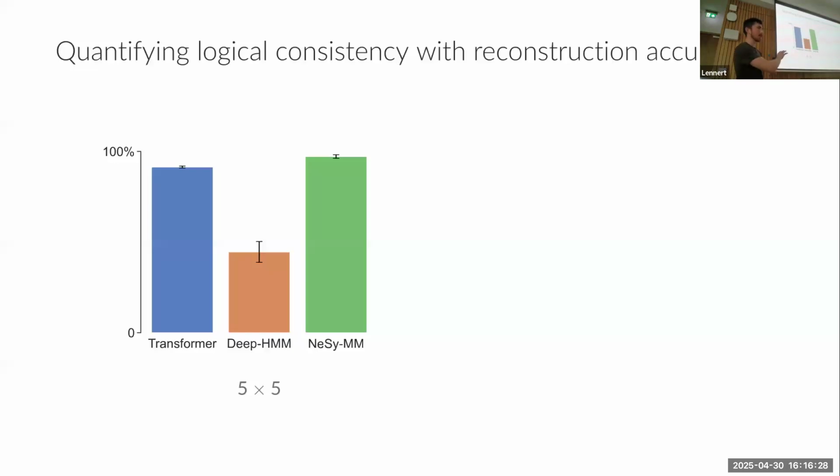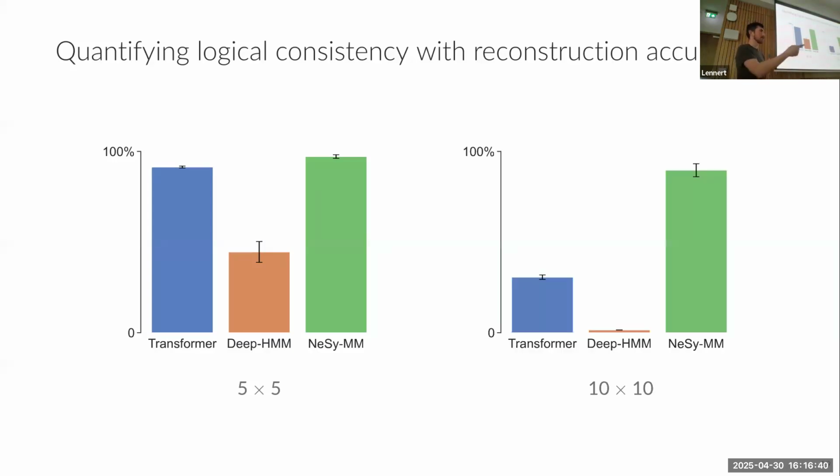On a 5-on-5 grid, so you saw the empty room before, it's a 5-on-5 grid. The transformer does pretty well, not too bad. Only the deep HMM is worse. But when you then generalize to 10-on-10, so this is training on a different data set, different setting, there they start to really bring down slowly over time. So they're just not able to keep the consistency of larger grids, it seems.